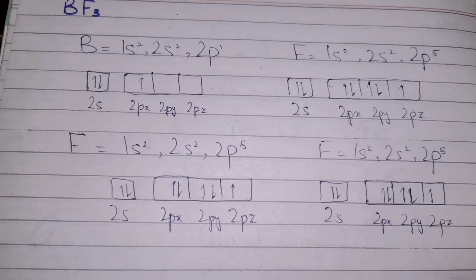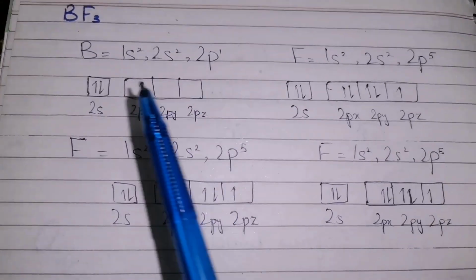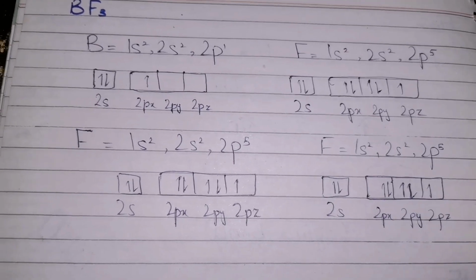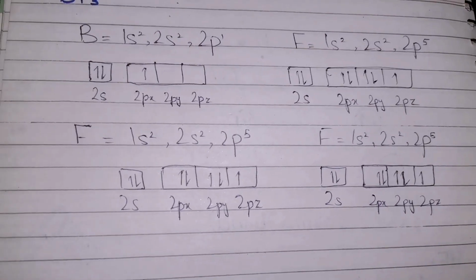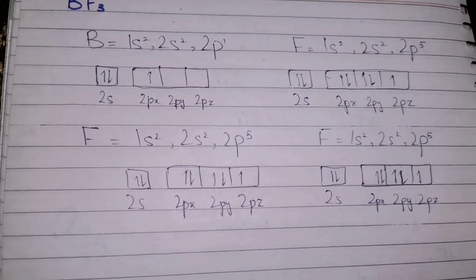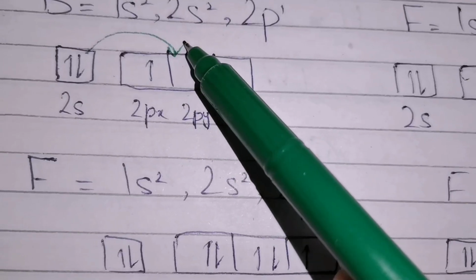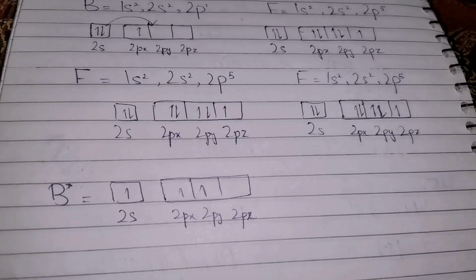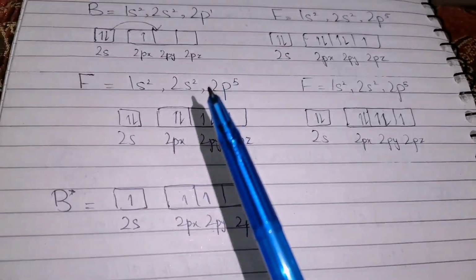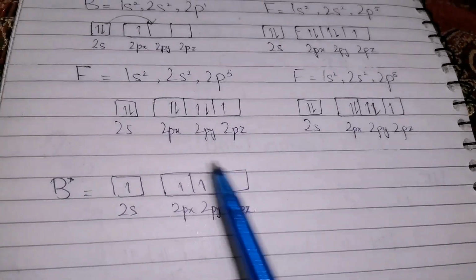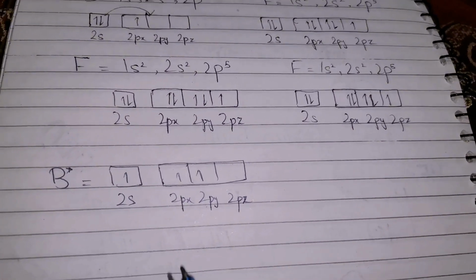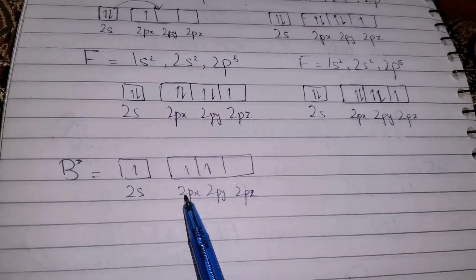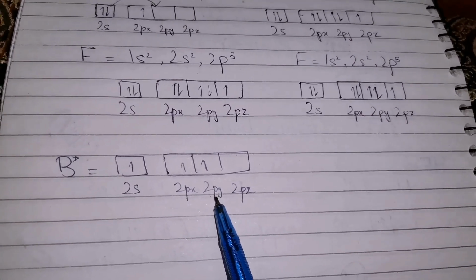And how many unpaired electrons are we having in boron? Only 1 unpaired electron. So how will we form the bond between 1 unpaired electron of boron and 3 unpaired electrons of fluorine? In this case, what will happen? Excitation will take place. The electron from 2s will jump into the 2py orbital. After the jumping of the electron from the 2s to the 2py, we will have the excited state of boron in this way: 1 electron in the 2s and 2 unpaired electrons in the 2px and 2py.